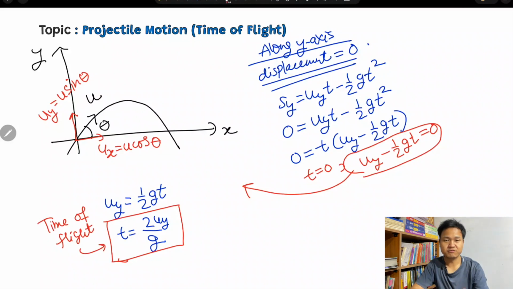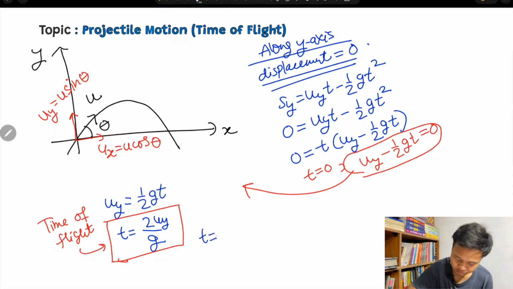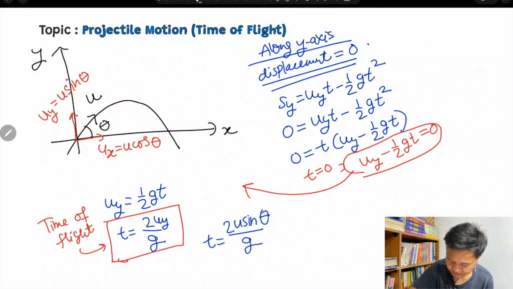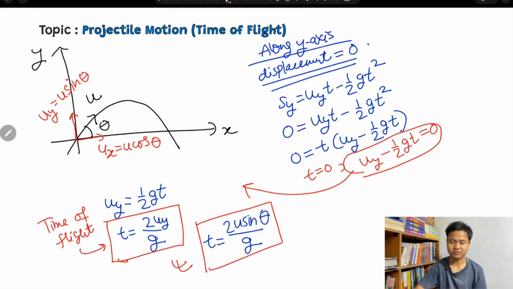In motion in 1D, the time of flight formula was 2u by g. When it goes up, for half of the motion it is u by g, and for the next half of the motion it is u by g, so the total is 2u by g. Similarly, the total time of flight is 2 into uy by g. Uy is u sin theta, so the total time of flight is equal to 2u sin theta divided by g. Okay, so that is the time of flight formula.